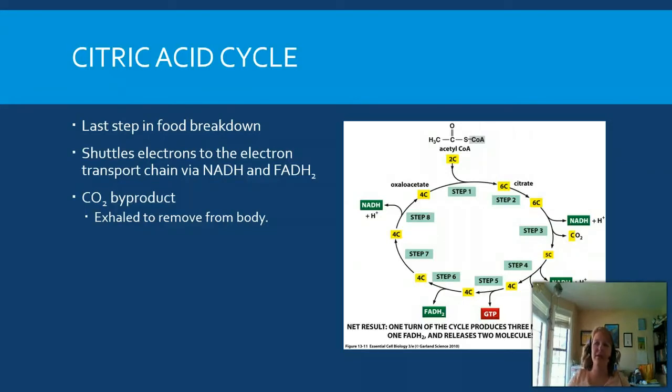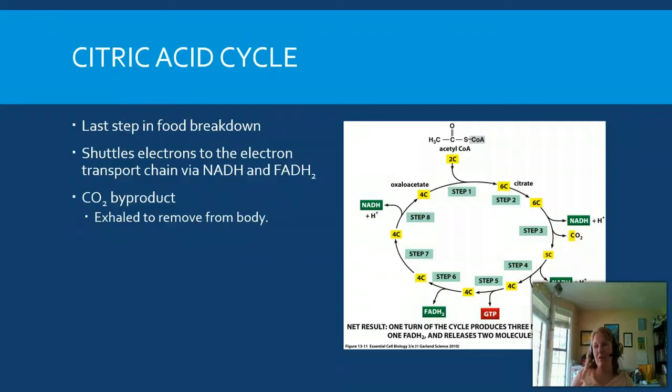And what it is, it's the last step in food breakdown. This means that it's the last place where we remove as many electrons as we possibly can from this food molecule and shuttle those via those high energy electron carriers to the electron transport chain. And this is also where CO2 is produced, and it's a major byproduct that's exhaled as we go about our daily lives. This is part of our breathing process. And so that's where it comes from.